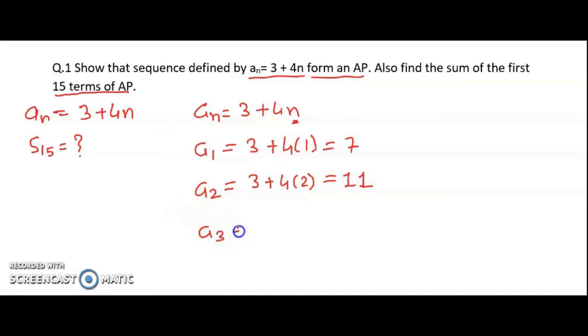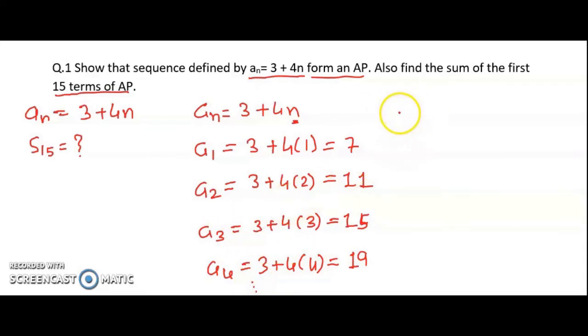Similarly, to find the third term, we replace n with 3. So we'll get 12 plus 3, that is 15. And same way we can find the fourth term by replacing n with 4. So it will be 16 plus 3, that is 19, and so on. So here you can observe that the first number of the series is 7, second is 11, third is 15, fourth is 19, and so on.